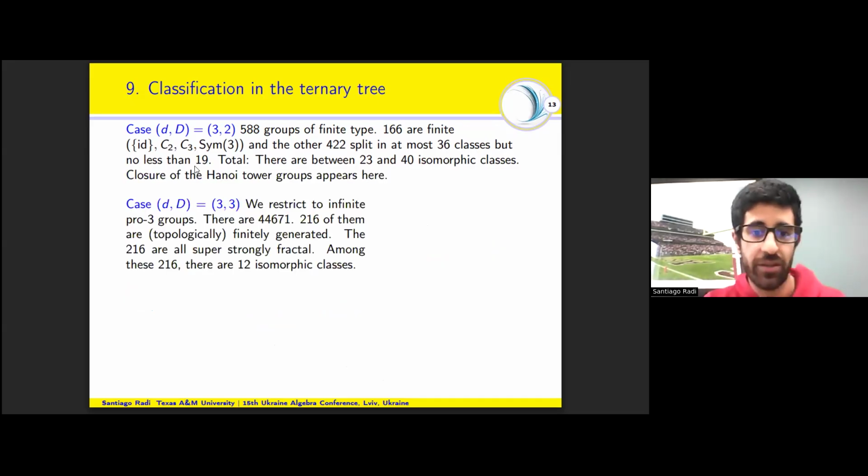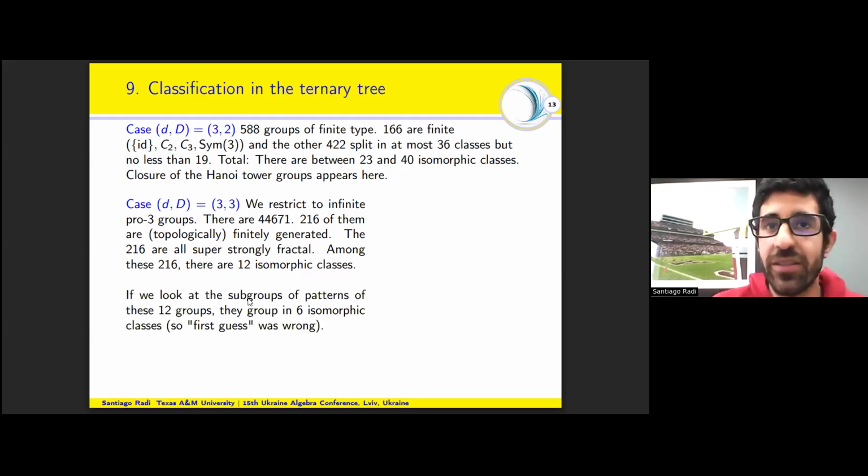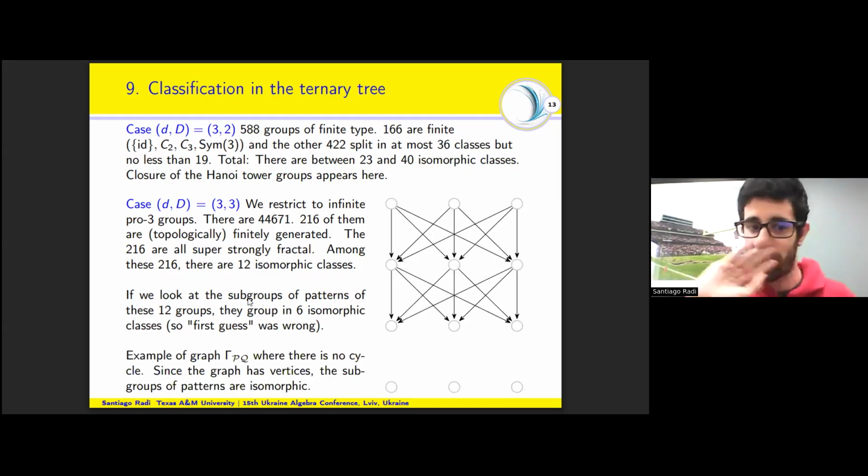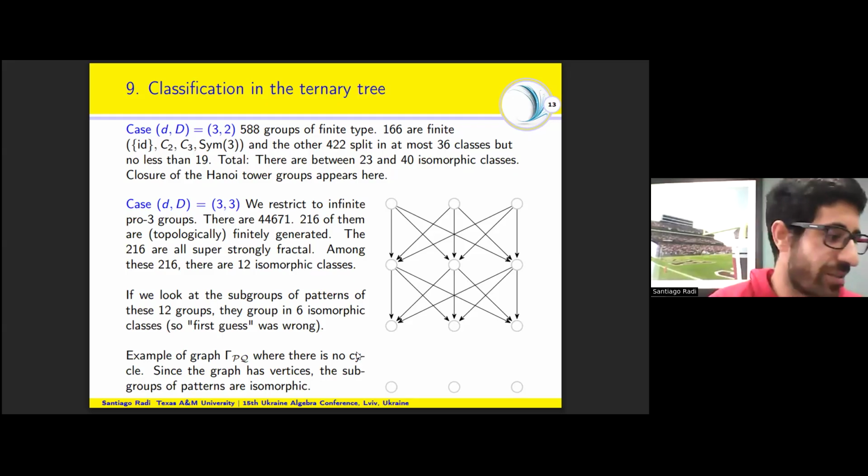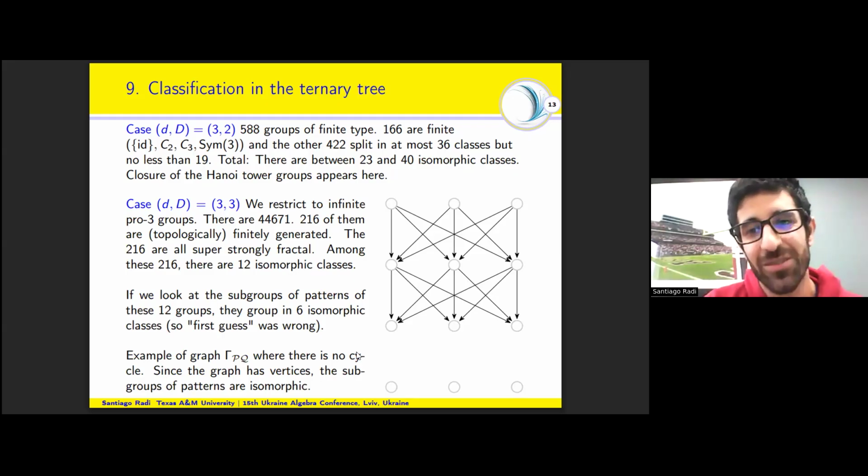And in def3, we just restrict to infinite pro-3 groups, and there are 44,671 groups, but only 216 of them are topologically finitely generated. They are all super strongly fractal, so we can apply the main theorem and we obtain 12 isomorphic classes. But if we look at the subgroups of allowed patterns, there are 6 classes, which means that we have allowed patterns that are isomorphic, but their associated groups of finite type are not isomorphic. And I have an example of a graph here, where you can see that there are vertices, which means that the subgroups of allowed patterns are isomorphic, but there is no cycle. So the groups of finite type are not isomorphic.